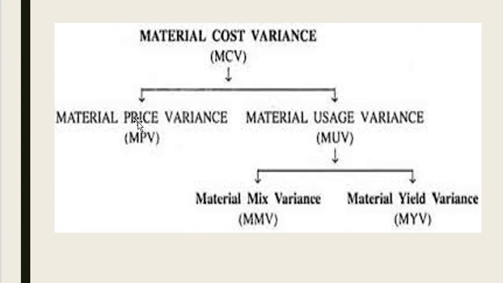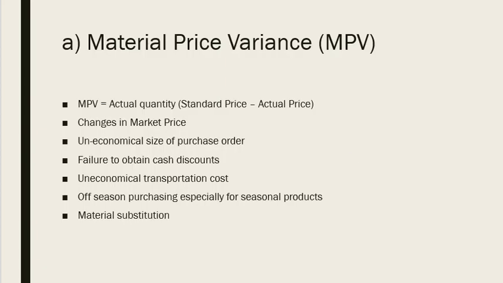So let us discuss what is material price variance. Under material price variance, MPV is equal to actual quantity multiplied by standard price minus actual price. When we talk about material price variance, this is the difference in the price you have set. Material price variance is that portion of material cost variance which is due to the difference between standard price specified and actual price paid.